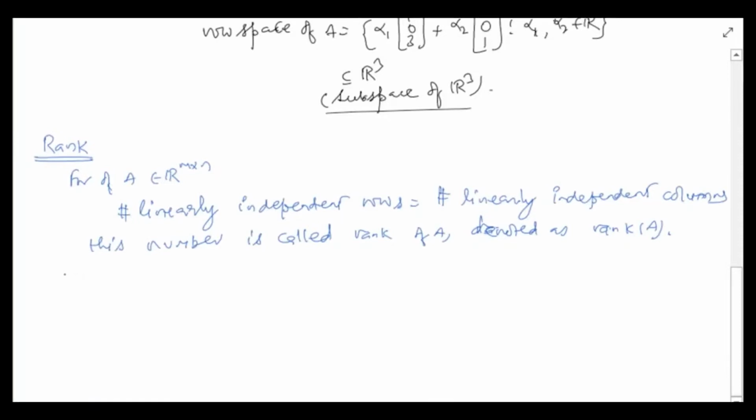So clearly the rank of A is the dimension of the row space of A, which in turn is equal to the dimension of the column space of A.